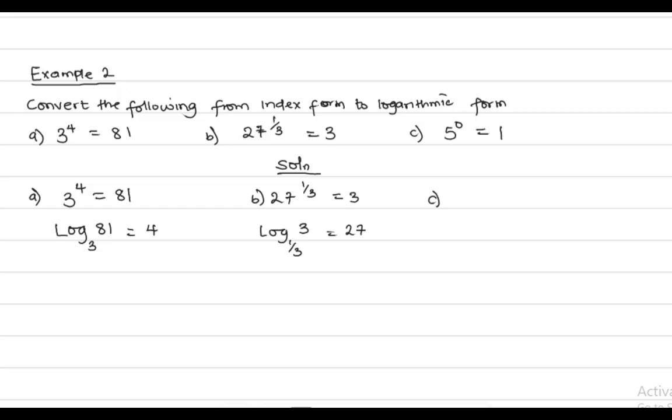For the c now, we have 5 raised to power 0 being equal to 1. Okay, sorry, I'm not even writing the question any longer. Don't mind me. So we would have log 1 base 5 equals 0. And so that's that about that.